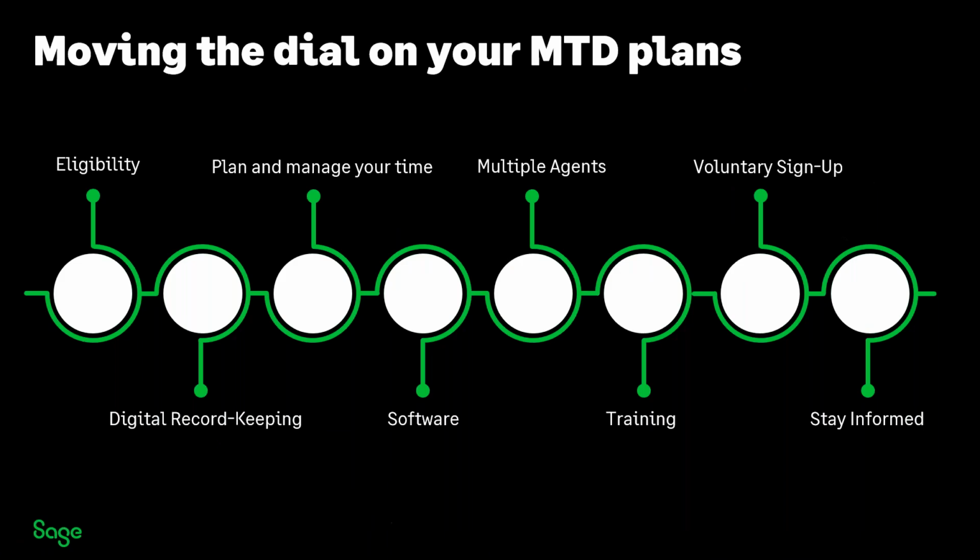Okay, so moving on to the to-do list for your MTD plans. The first one we're going to talk about is eligibility. You need to determine if you need to use MTD for income tax. Understand your income for the required periods to understand if you are over the income threshold and will need to comply with MTD next year, or the year after, or the year after that. Or if you're close to the threshold, you need to monitor this closely for when you do cross the threshold.